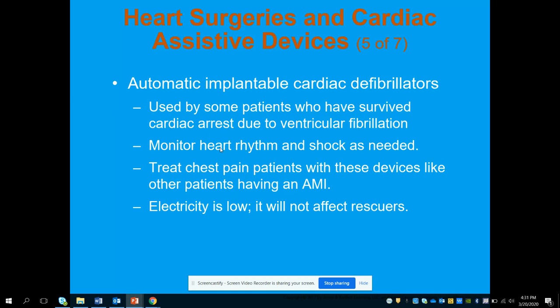Usually this happens without warning for the patient, so it can be quite scary for them if they're not sure what's going on. They may have already been feeling bad and feel it fire, but if it happens because of a misfire, it can be really scary for them. The electricity here is generally low, so it shouldn't affect the rescuers, meaning that if it shocks the patient, you're not in danger. You shouldn't feel that. It's much less than what's being delivered from an AED or an external defibrillator.